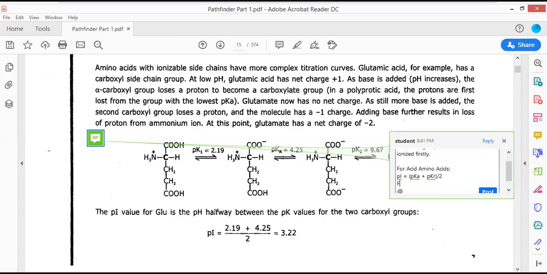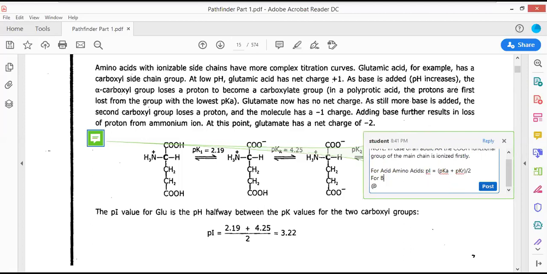Now for basic amino acid, I'm just going to show you the formula here only, so that you can compare the different formulas with each other. For basic amino acid, this is going to be altered. That is given in your books. You can open your book and look into it. The formula for calculation of isoelectric point pI will be equal to pKb plus pKr divided by 2. Now what is pKa?